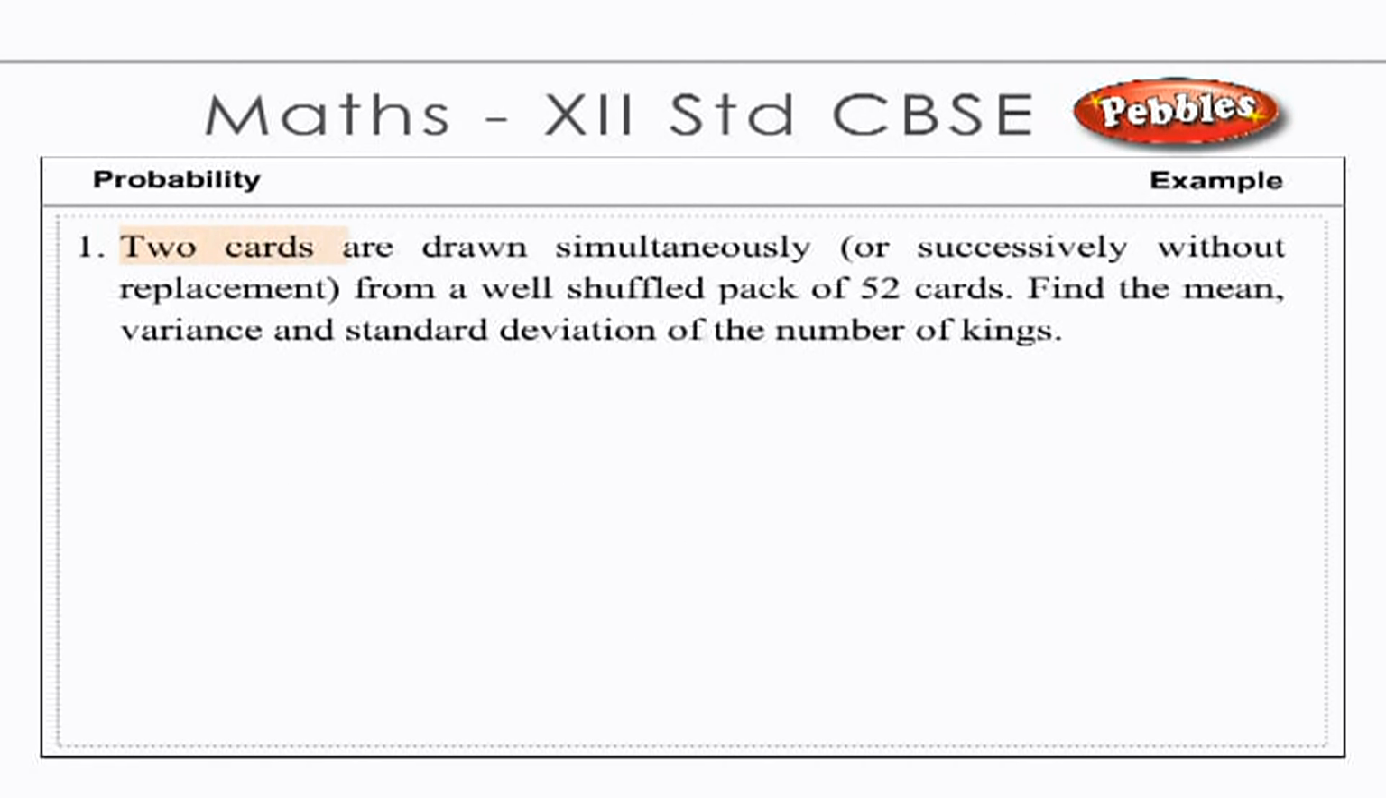Example: two cards are drawn simultaneously or successively without replacement from a well-shuffled pack of 52 cards. Find the mean, variance, and standard deviation of the number of kings.